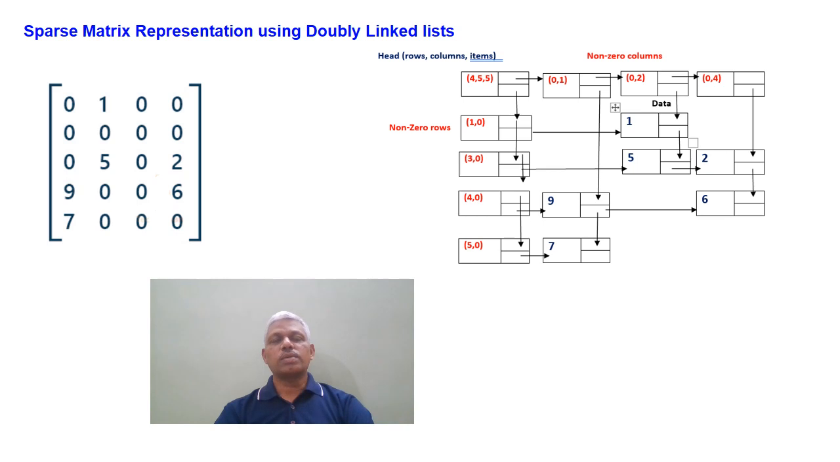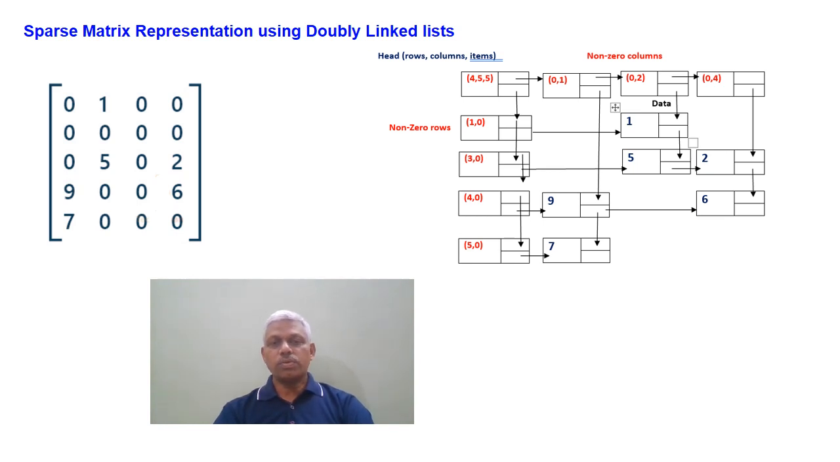Now, when it comes to the location of the elements, 1 is present in the first row, second column. So we can have links from the first row node and second column node to this node having data value 1. That is represented in the diagram here. 1 is the data value having links to the first row and second column.